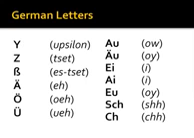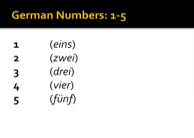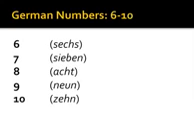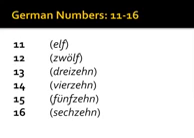Let's move on to look at German numbers. So, what we have is 1, 2, 3, 4, 5, 6, 7, 8, 9, 10, 11, 12, 13, 14, 15, 16.